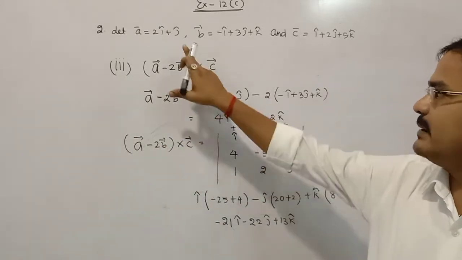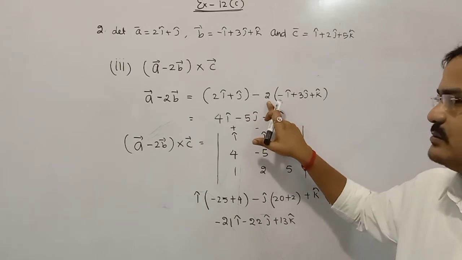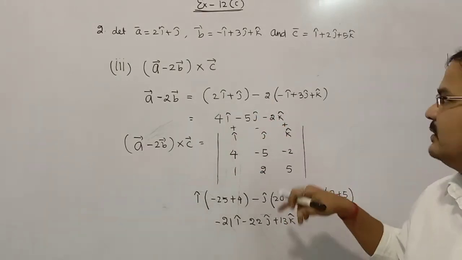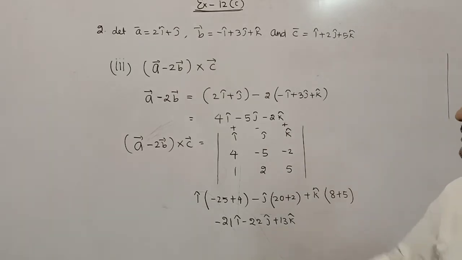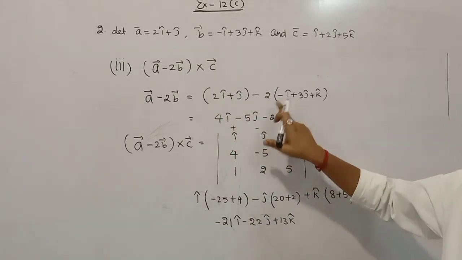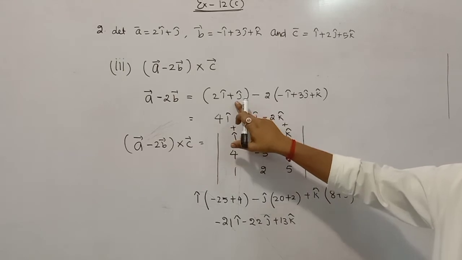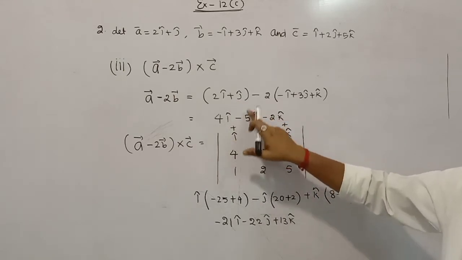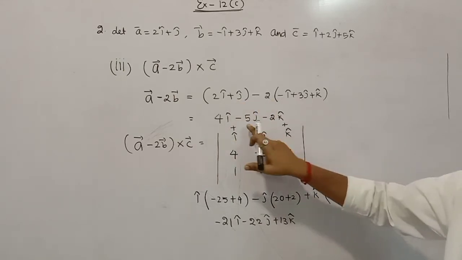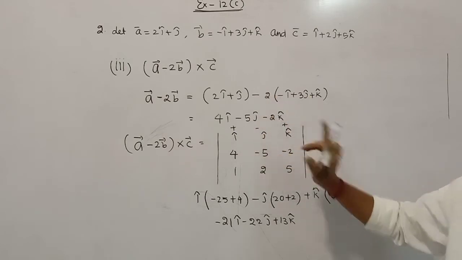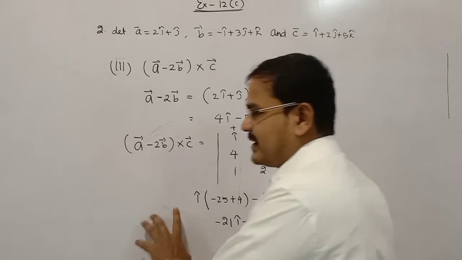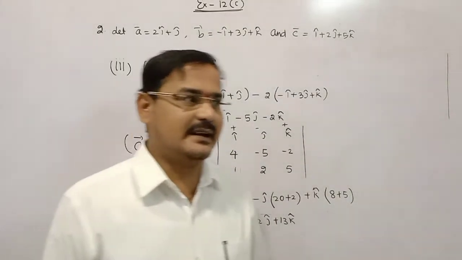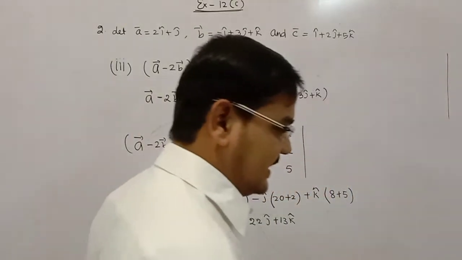a bar is 2i bar plus j bar minus 2 into minus i bar plus 3j bar plus k bar. So 2i bar minus of minus 2 means 4i bar, j bar minus 6j bar means minus 5j bar, and again minus 2k bar. And similarly c bar is given. This is the way to find the first problem. And we can discuss the next problem.